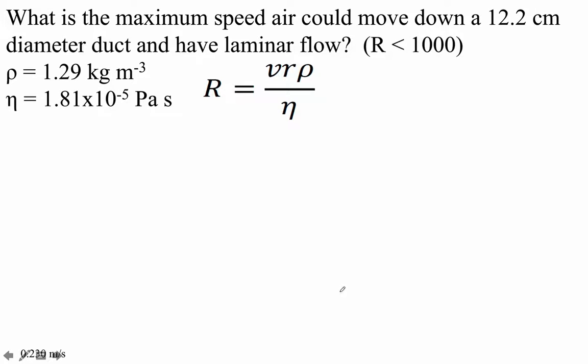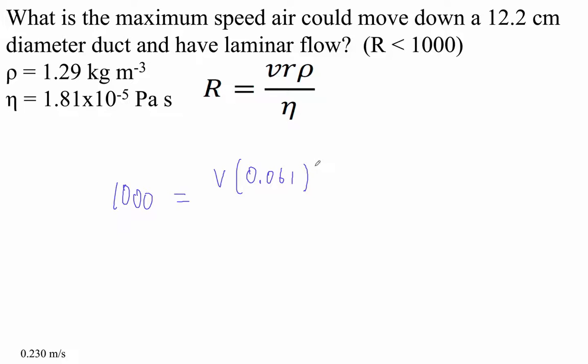What is the maximum speed air could move down a 12.2 centimeter diameter duct and have a laminar flow? Let's see. So we want R. Let's just set R to be 1,000, right? So 1,000 is equal to some velocity times the radius, which is 0.061. Is that right? It'd be sad to get it wrong. 12.2, yeah, that's right.